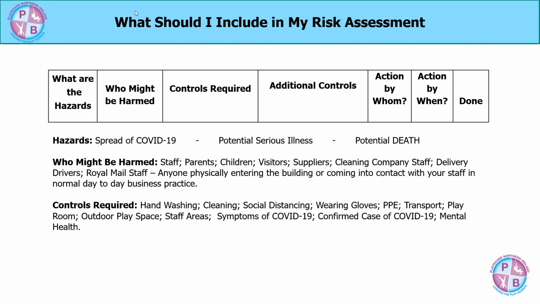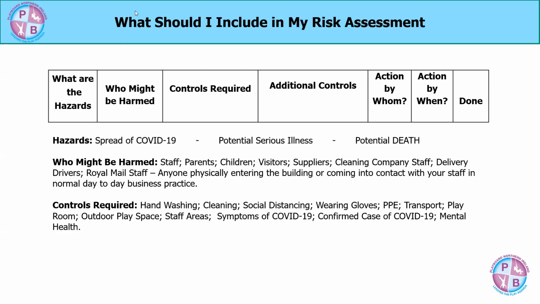Things like you'll need to consider hand washing, cleaning of the premises, social distancing, wearing gloves, potentially PPE, transport, outdoor play space, staff areas, symptoms of COVID-19 where they appear or a confirmed case. These are the kinds of things that you're going to use as your headings and put in the measures that you need to actually control them. I will break down some of these as we go forward on the next slide.